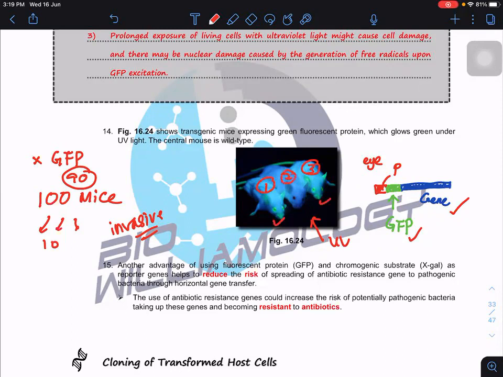So mice number 2, no. So we exclude mice number 2 from our experiment because mice number 2 didn't take up the gene of interest, meaning they won't develop the eye disease. Can you get the idea here?